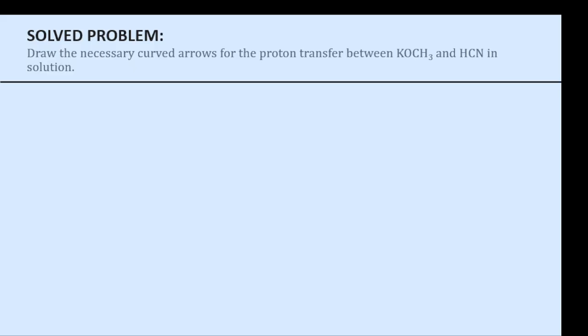All right. So draw the necessary curved arrows for the proton transfer between KOCH3 and HCN in solution. What's this proton transfer going to look like? Which one is the acidic proton? Which one is the basic? You're good. Yeah, this is an example one. I'm not going to quiz you on it.